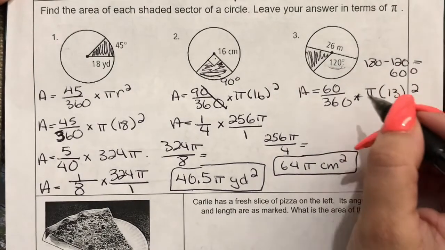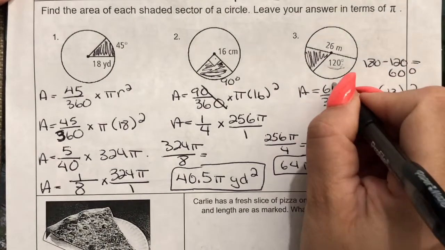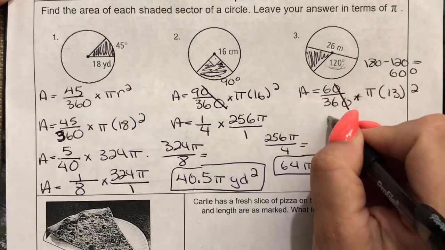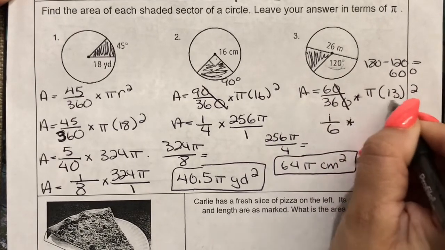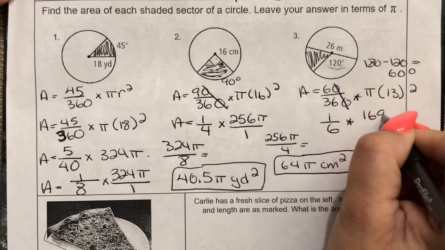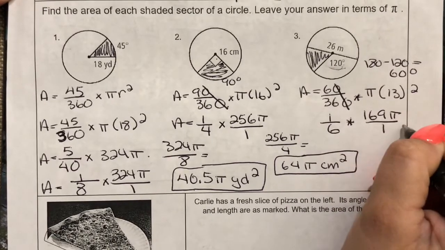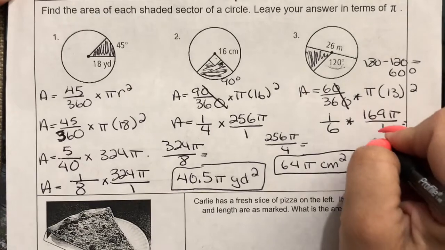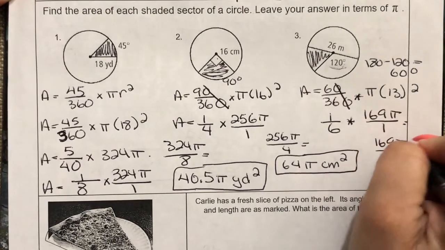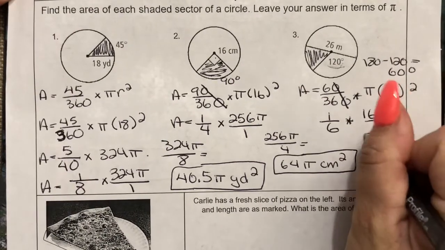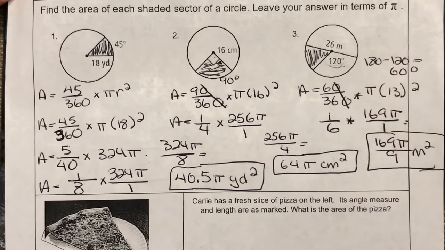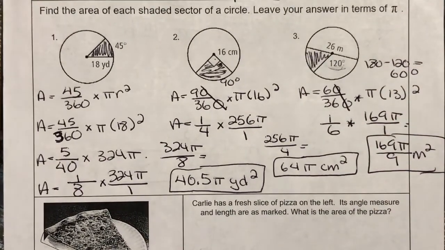I'm going to just go ahead and keep simplifying as much as possible. This I know is going to eventually be just 1 over 6 times 13 times 13 is 169 pi over 1. And I actually cannot simplify this fraction anymore. So I'm going to go ahead and just write meters squared and leave it in terms of pi.